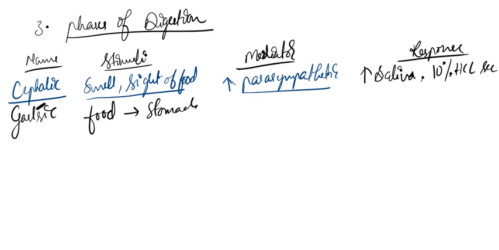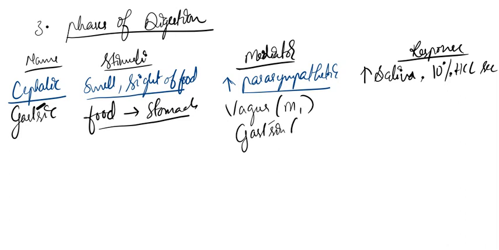So we'll discuss. What happens in the gastric phase is that the food enters the stomach, and that is considered the gastric phase. Now, which one is mediated or initiated? That one is done by the vagus, or the M1 component, right? As well as the gastrin hormone produced by G cells. Remember, this one is an MCQ.